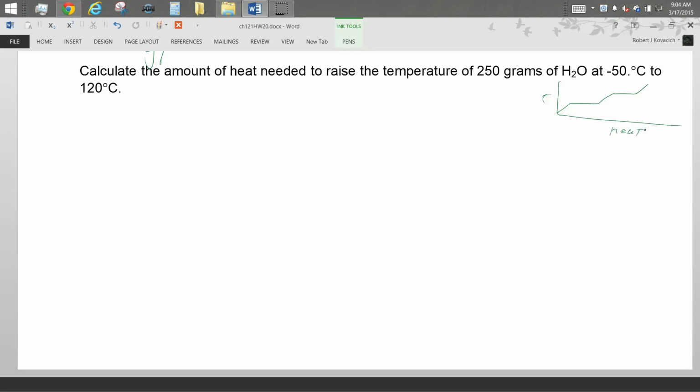I needed to get it to 0. I don't melt it first. Before I can melt it, what do I have to do? I have to heat it up to its melting point, and then I can start to melt it.